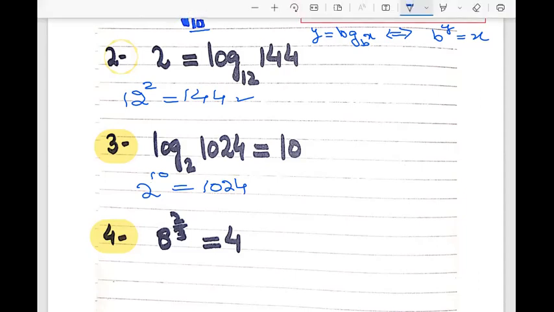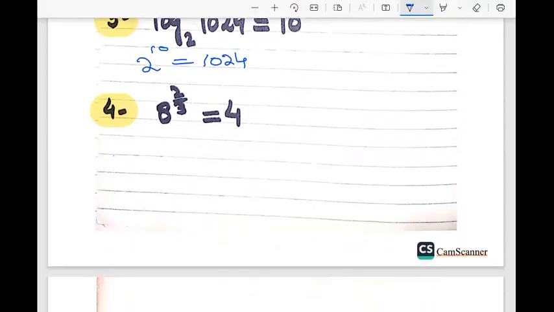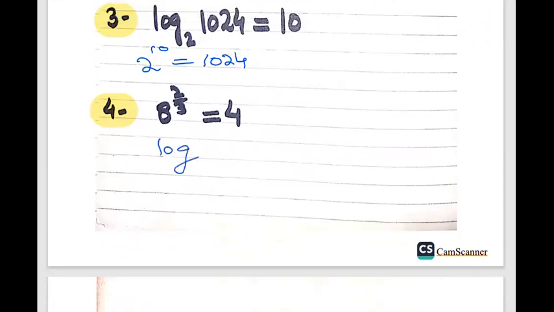Now we convert exponential form into logarithmic form. We put log over here, and the base is the same, so we put 8 as the base, and the power of the exponential function is the solution of the logarithmic function, and the remaining part we write over here. So this is the logarithmic form.